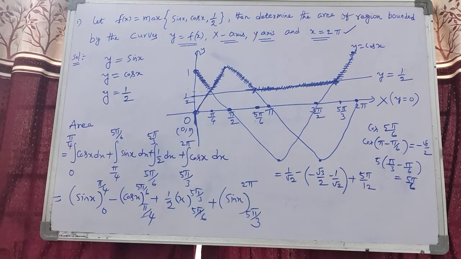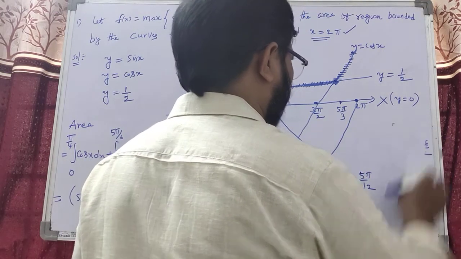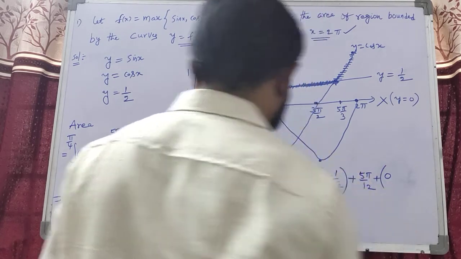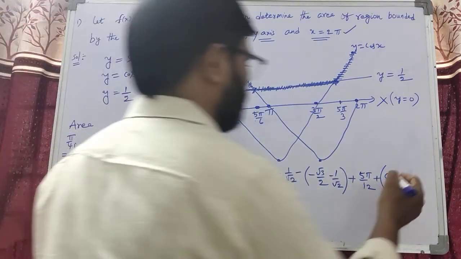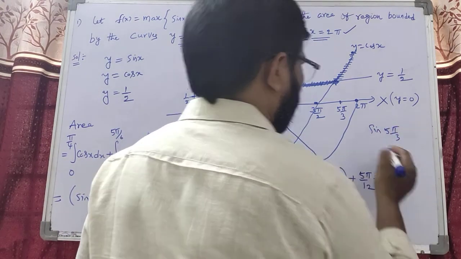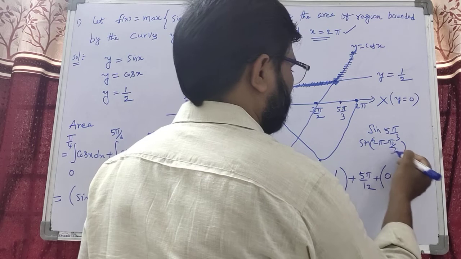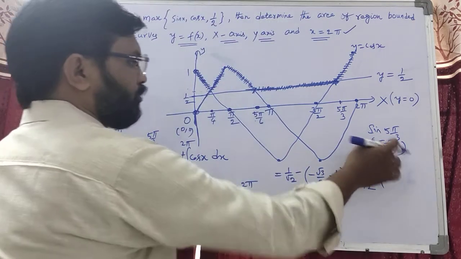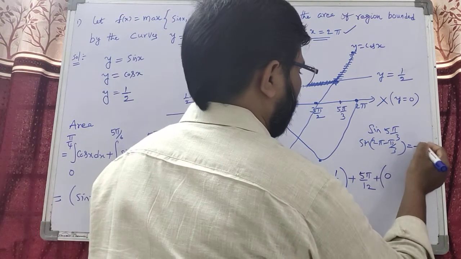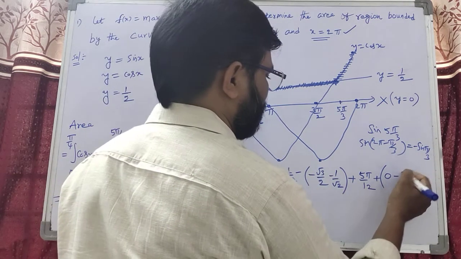Okay students, next we find the last one. Everybody knows the value of sine 2 pi is 0. Now the value of sine of 5 pi by 3: we can write sine of 2 pi minus pi by 3. Sine of 360 minus theta is minus sine theta, so that is minus sine of pi by 3.